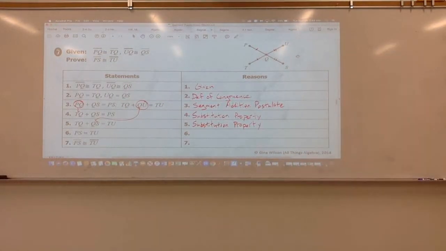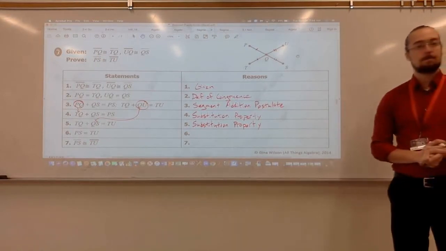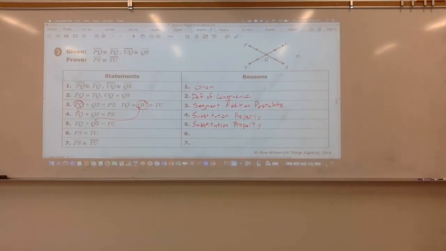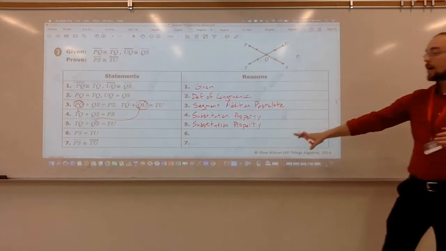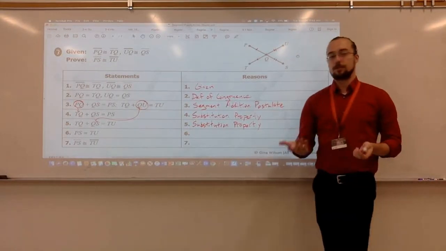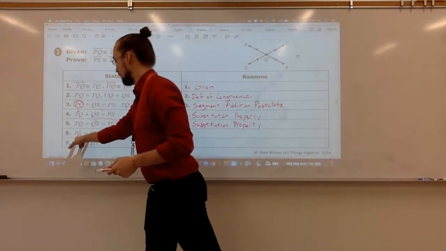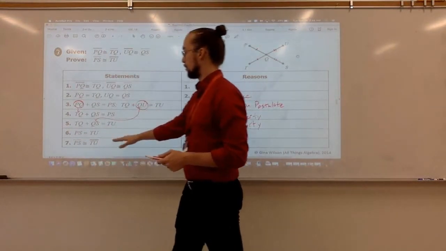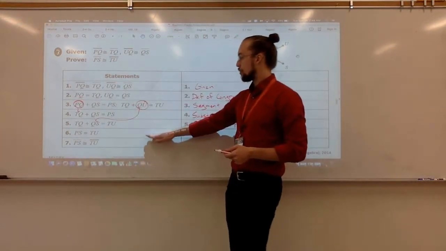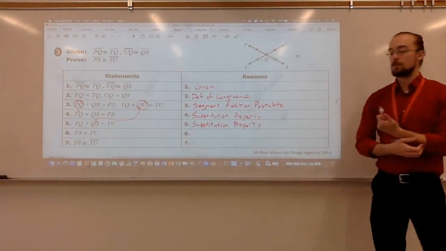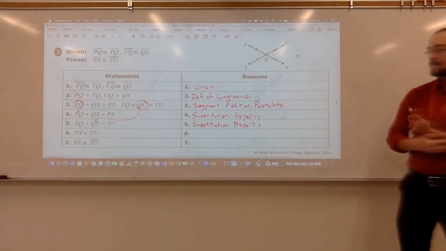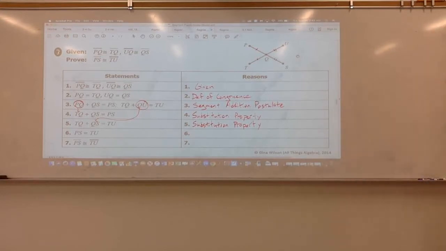How then can we claim that PS is equal to TU? Well, our final line will be definition of congruence, because we're just saying the lengths are equal, that the segments are congruent. But how can I first just claim that the lengths are equal? It's not going to be symmetric property. Katie?